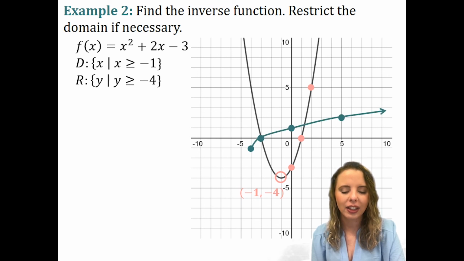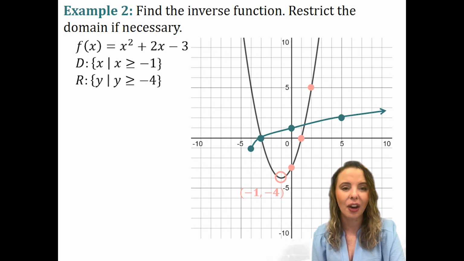We are now going to connect these points with a nice smooth curve, as smooth as I can get on this program. And that is going to be our inverse function. So we found an inverse function based off of a restricted domain. This function does pass the vertical line test, so it is an inverse. It is an actual function.